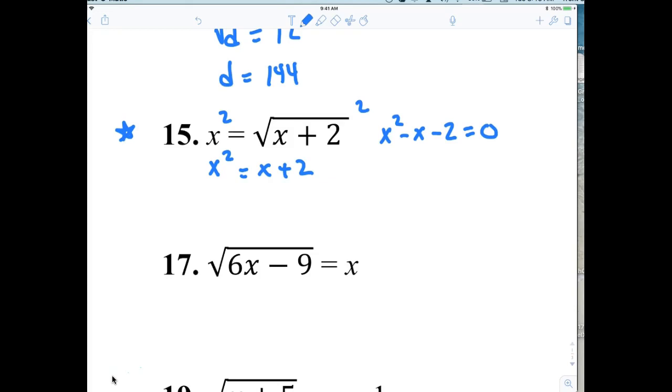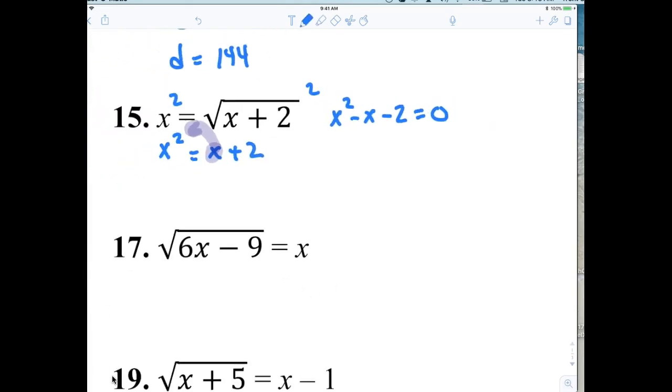Everybody good? Why is it reduced? Because I moved the x and the 2. When I moved them, I changed the sign. Now you have to remember how to solve a quadratic. We have to factor. Watch, please.